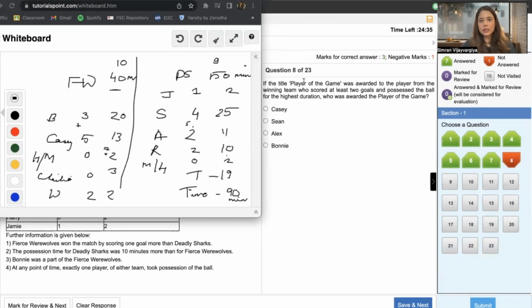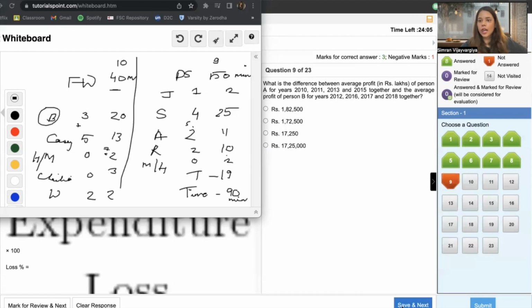If the title player of the game was awarded to the player from the winning team who scored at least 2 goals and possessed the ball for the highest duration. Okay, so at least 2 goals. So we have 3 players with at least 2 goals, and then for highest duration we have Bonnie here. So she had it for the highest duration and scored more than 2 goals. So I think player of the game goes to Bonnie. Great, I think we're done with this.